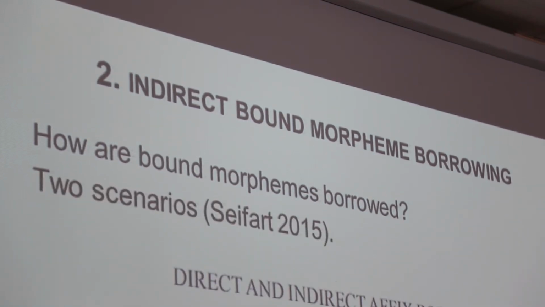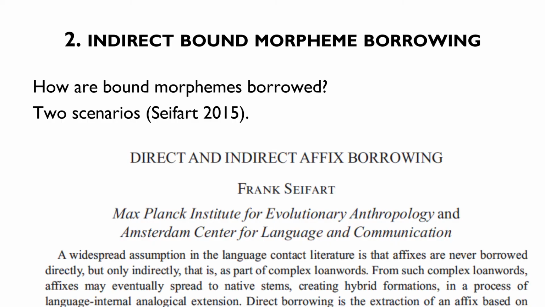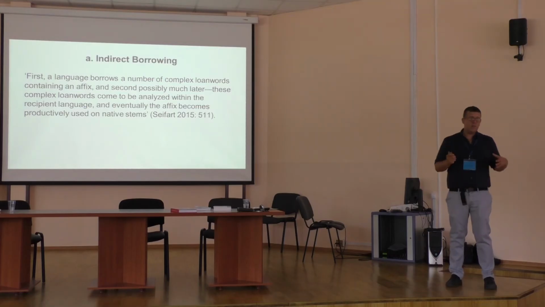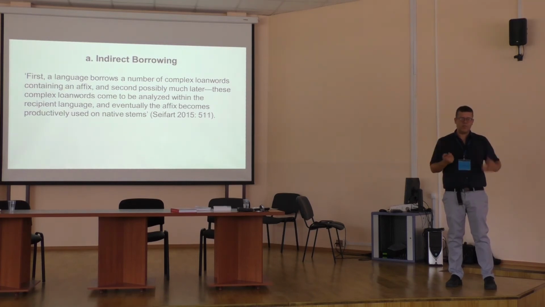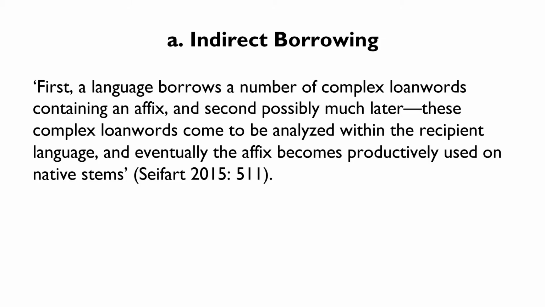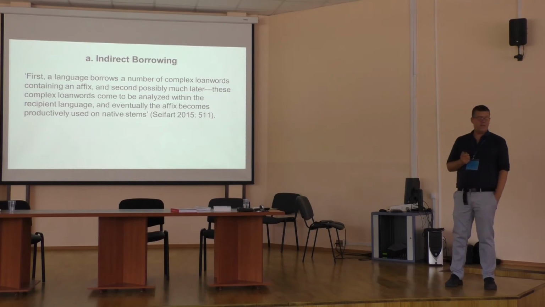So Frank Seifert, on the basis of his database, wrote a very nice article 2 years ago in which he talks about direct and indirect affix borrowing, right? So indirect borrowing, this is the way that Moravcsik thought things should work, is first the language borrows some complex loanwords, and then, possibly much later, these complex loanwords come to be analyzed within the recipient language, and eventually the affix becomes productively used on native stems.